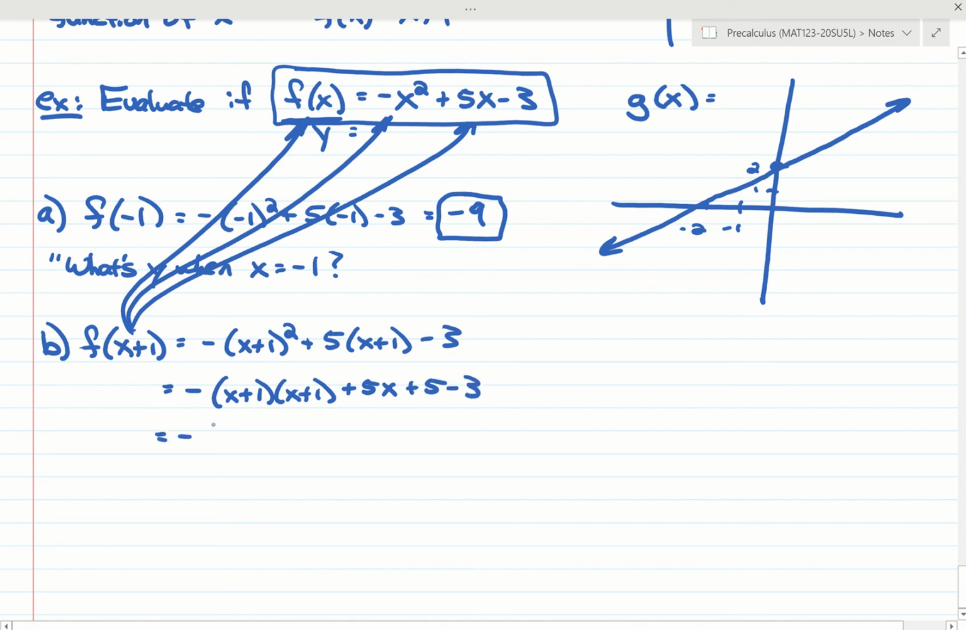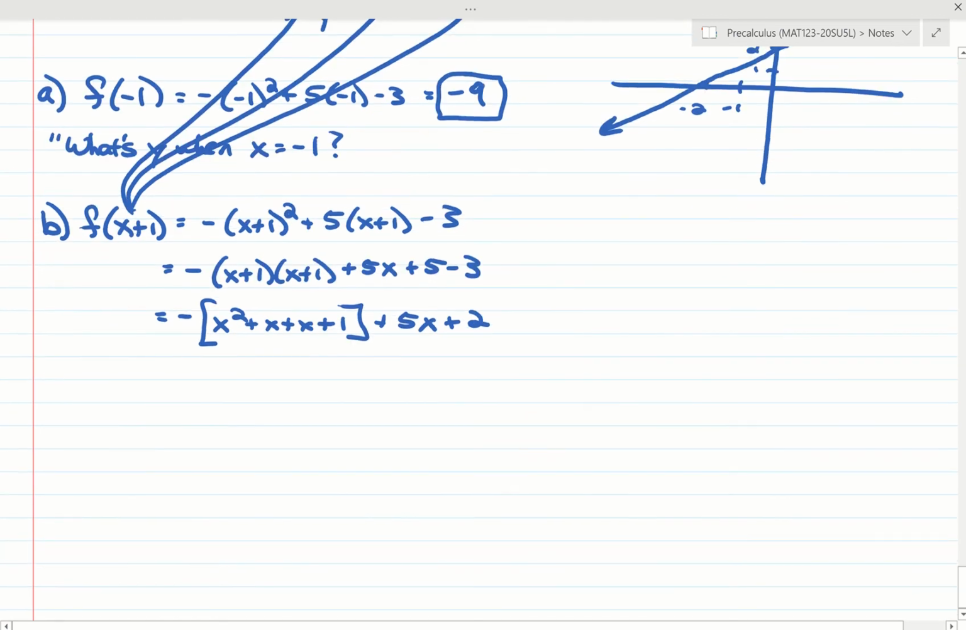Let's distribute x plus 1 times x plus 1. We'll distribute this negative. So it's not really hard, and it's just the notation that could be a little tricky to understand. Negative 2 plus 5 is 3x, negative 1 plus 2 is 1. That would be our answer.